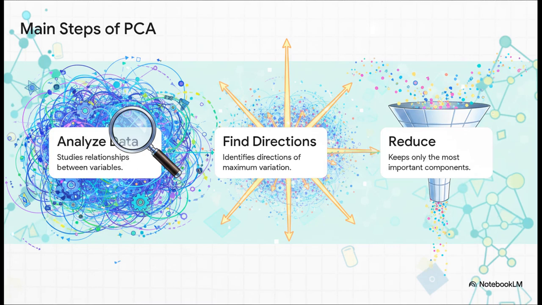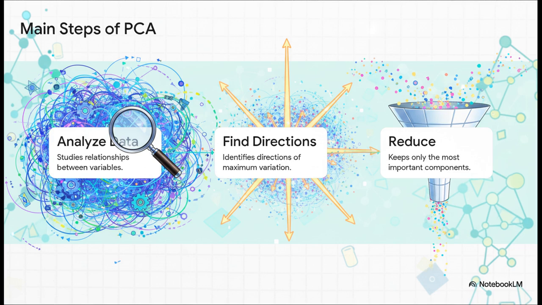Now, don't worry, we are not going to get bogged down in heavy math here. PCA works in a clean, straightforward pipeline of 3 main steps. Step 1, the system analyzes the data relationships. It looks at all your variables and checks to see which features contain similar or overlapping information. Step 2, it finds the directions of maximum variation.